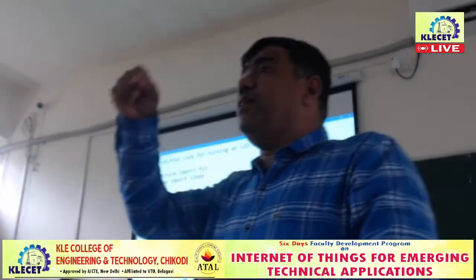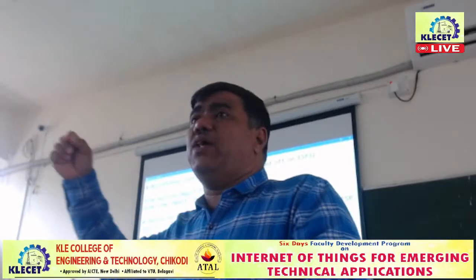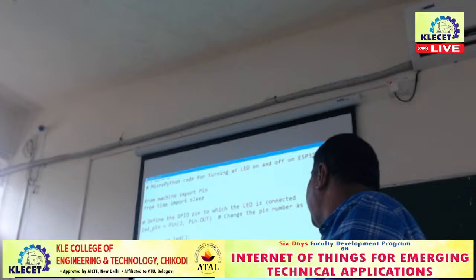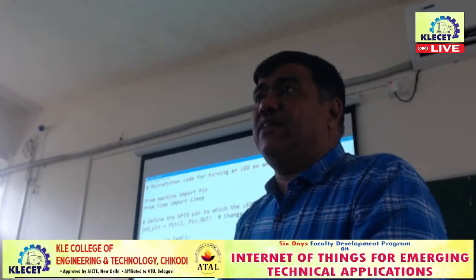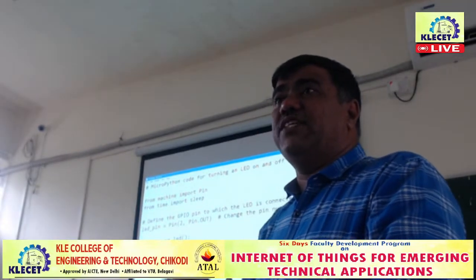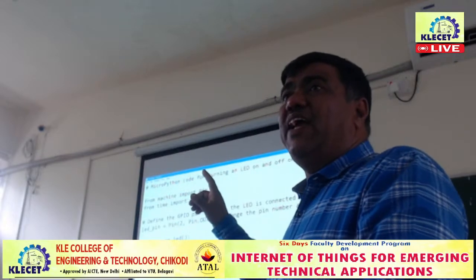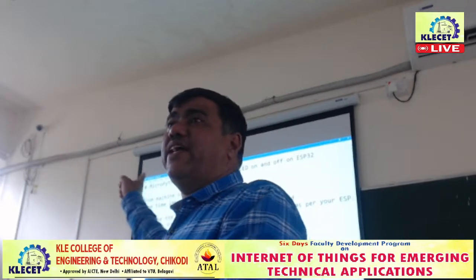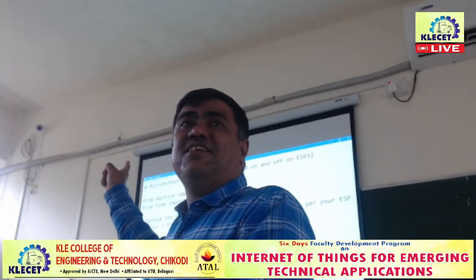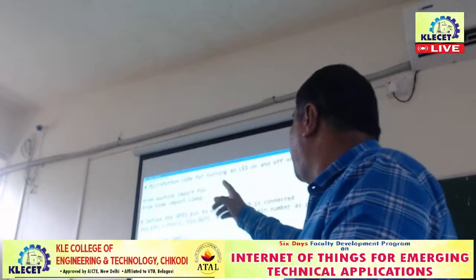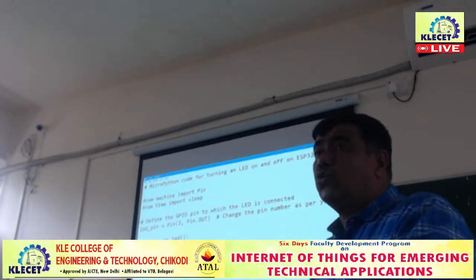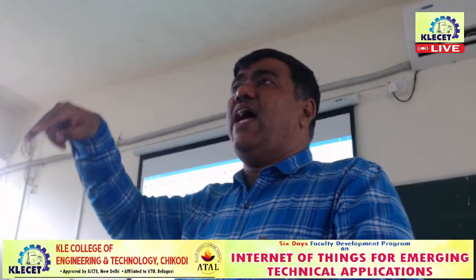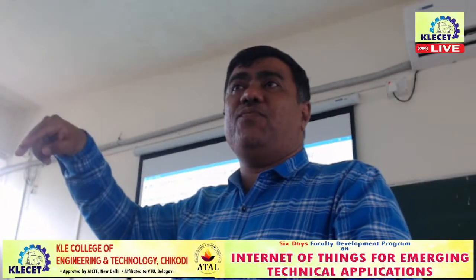Next, the comment: define the GPIO pin to which the LED is connected. So to which pin of the ESP32 the LED is connected, I have to mention here. LED underscore pin is a variable. What is the difference between C and Python? In C, you have to declare int LED underscore pin or whatever it may be. Here, you are directly initializing. In Python, LED underscore pin equals Pin 2, so pin 2 of the ESP32.